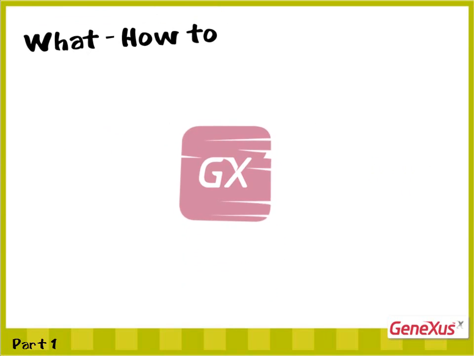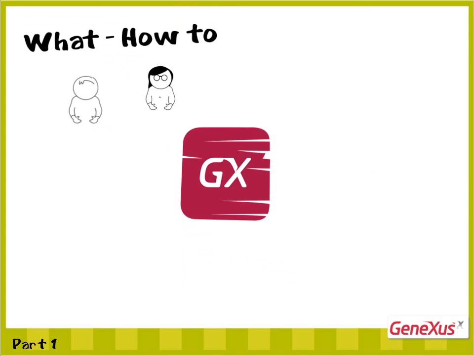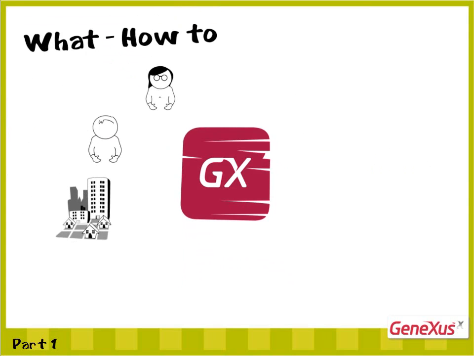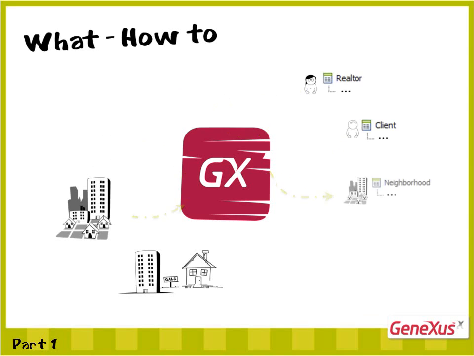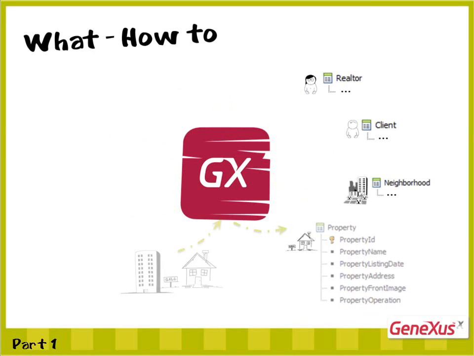The first thing to do is represent in GeneXus the entities of reality that will be used by the application: agents, clients, neighborhoods, and properties. How can we do this? We create a GeneXus transaction object for each entity, and in each object we define the information that will be recorded about each one of them, that is to say, their attributes.